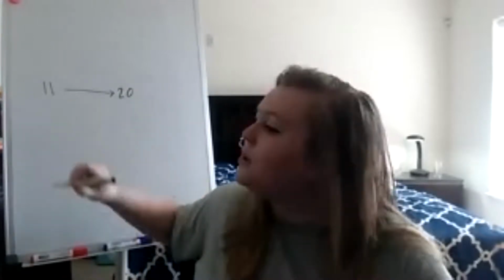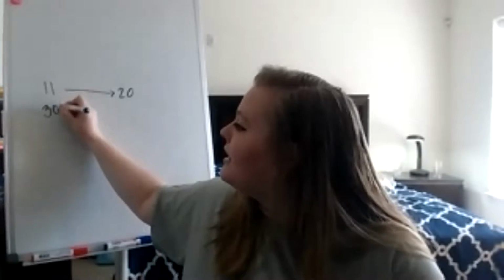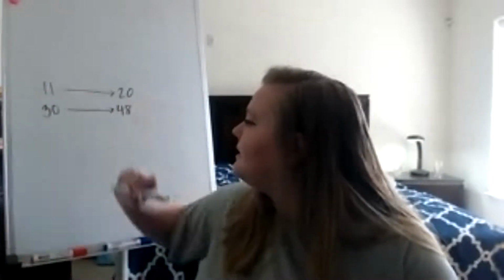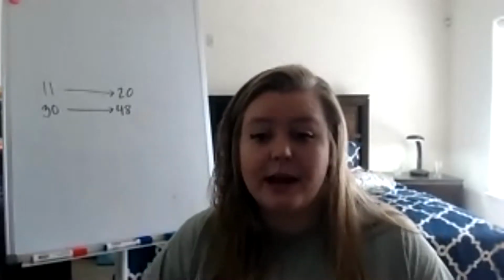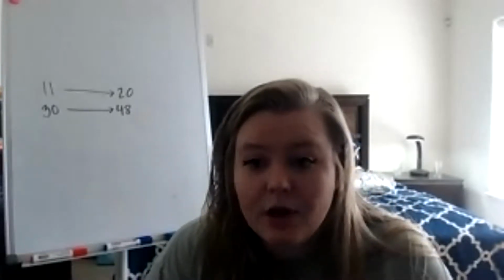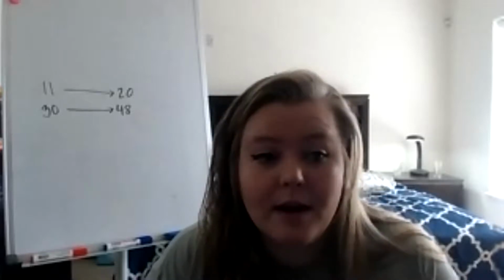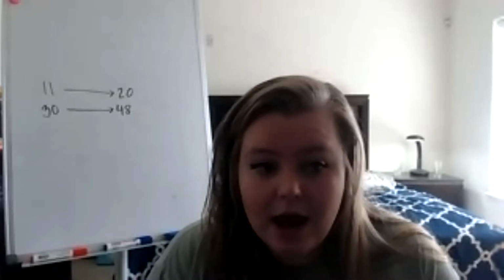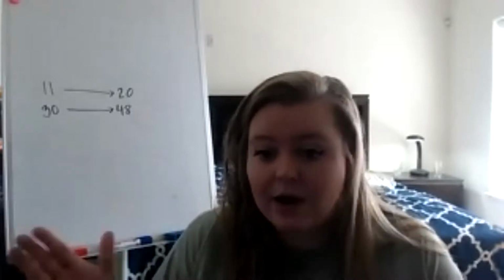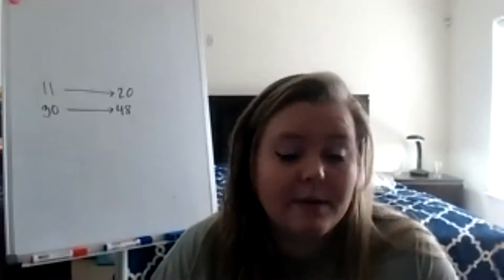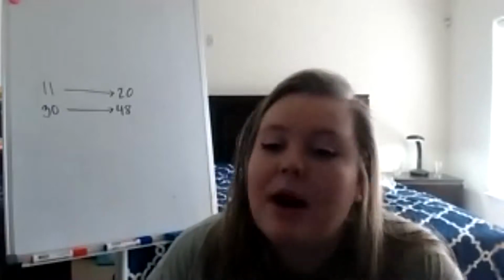The next one, you are starting at 30 and you are going to 48. So once you get to 48, stop. This is showing we should be able to pick a number, start counting from that number, and not have a problem counting on, because we should know the patterns of numbers. And I know that can be tricky sometimes, but that's why we're practicing.